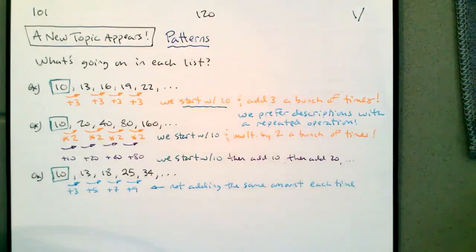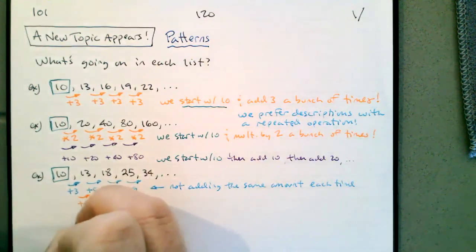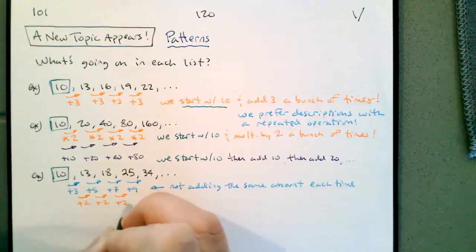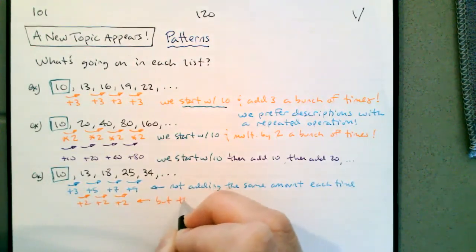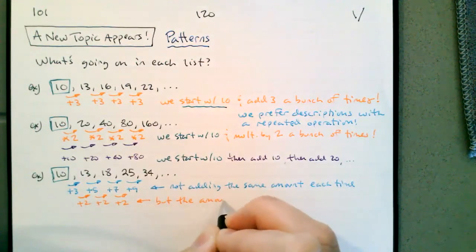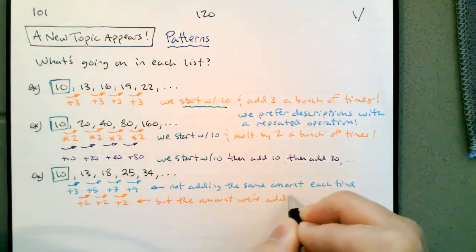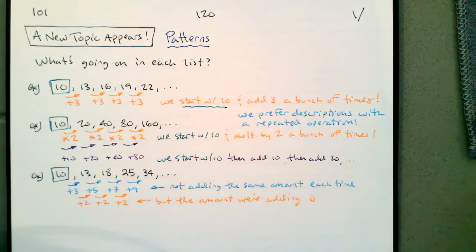But the amount that we're adding is increasing by the same amount. Because from 3 to 5, we add 2. From 5 to 7, we add 2. And from 7 to 9, we add 2. But the amount we're adding is increasing by the same amount.